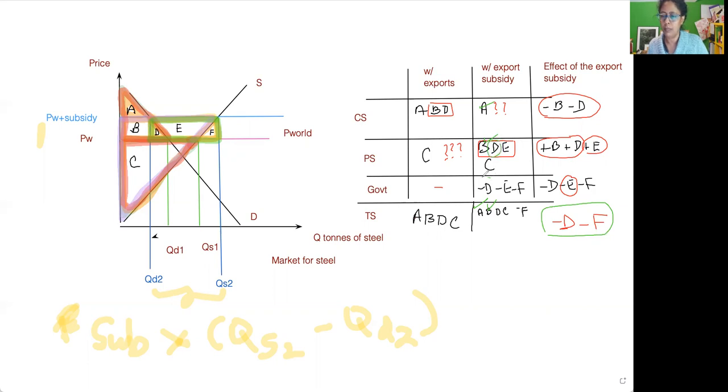I've got D here, but I've also got a minus D here. So D will not show up down here. Got C, and then of course my E's also cancel. And then I've got the minus F. So what's actually happening there? What's happening is that I'm spending money, the taxpayer, that D is part of taxpayers.